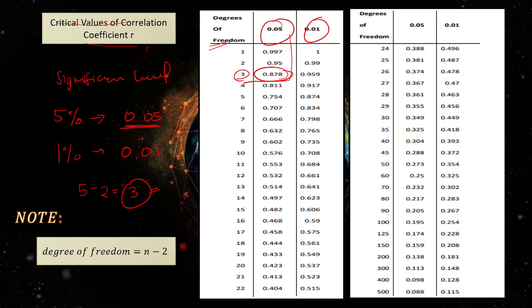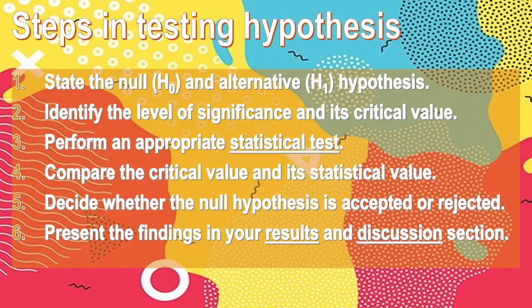Okay, so kindly screenshot para may copy kayo ng critical value of correlation coefficient R natin. Tatandaan nyo ha, the formula in getting the degree of freedom or yung DF natin is equal to n minus 2. The number of data subtracted by 2 tayo. Okay? And dito class, meron tayong 6 steps in hypothesis testing.